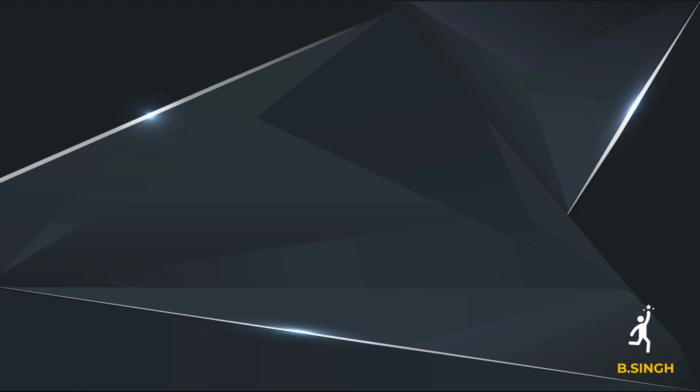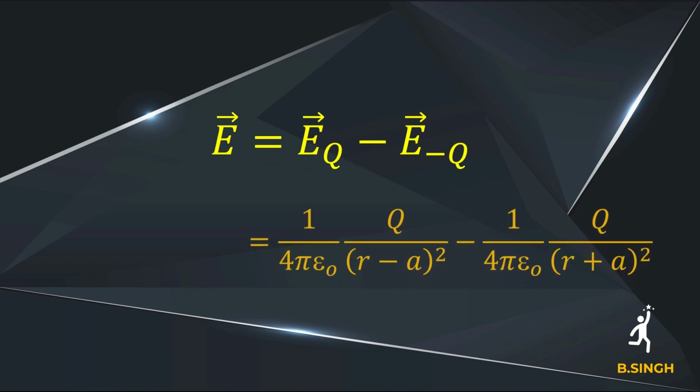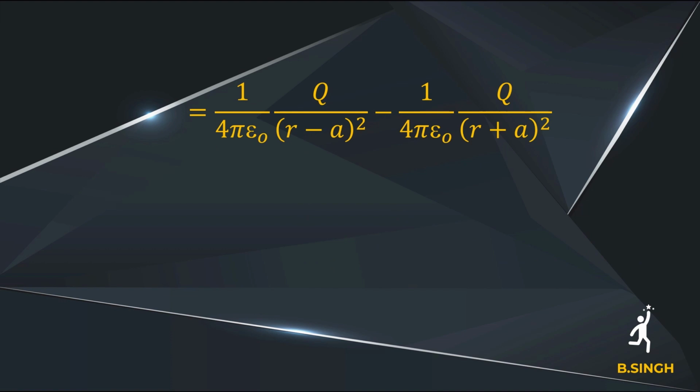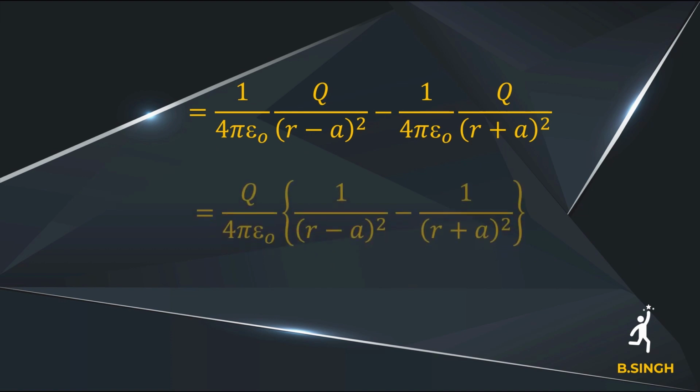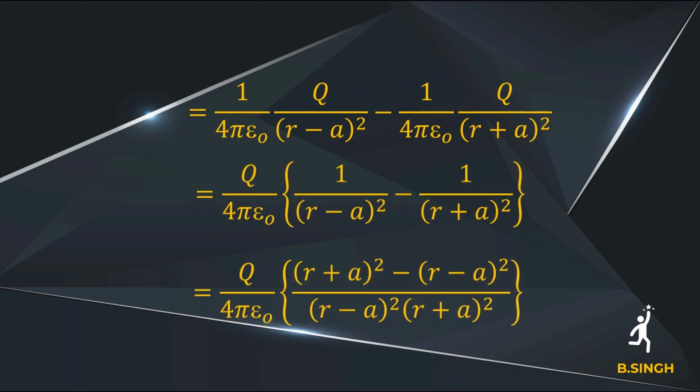Now let's find the resultant of both the electric fields. Since the electric field vectors are at 180 degrees, their resultant will be E_Q minus E_minus Q. On substituting the values of electric fields due to both the charges we get. Let's simplify the terms to get our resultant field at point P. Take q by 4 pi epsilon naught common out. Cross multiply inside the brackets.